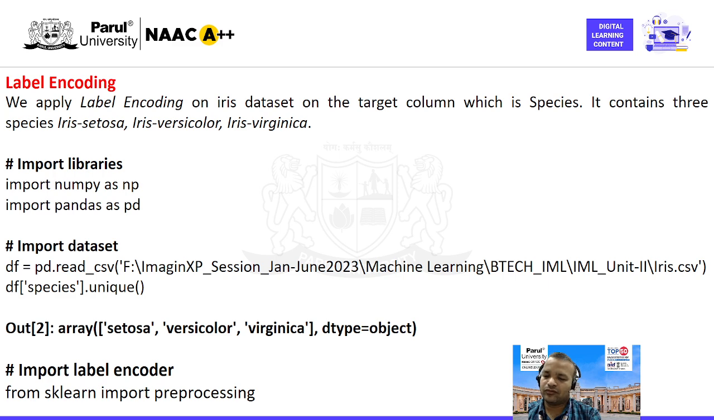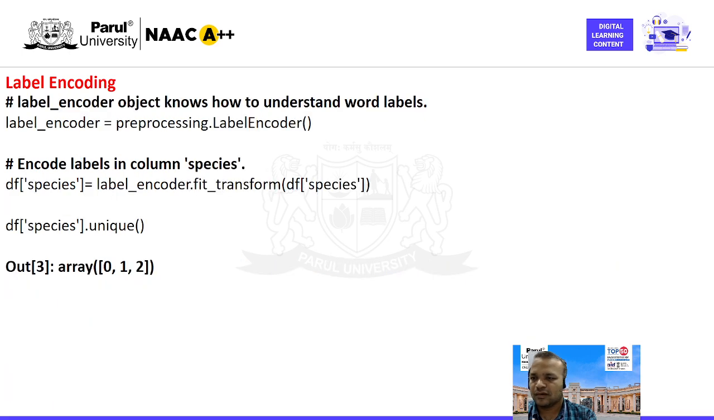Import label encoder. We want to apply label encoding here, so we import the label encoder with the help of Scikit-Learn: from sklearn import preprocessing. Your label encoder object knows how to understand word labels. So label_encoder = preprocessing.LabelEncoder(), which already understands how to manage word labels. Now encode labels in the column species: df['species'] = label_encoder.fit_transform(df['species']). We fit the label encoder on species, the target column of the data frame, the iris data set.